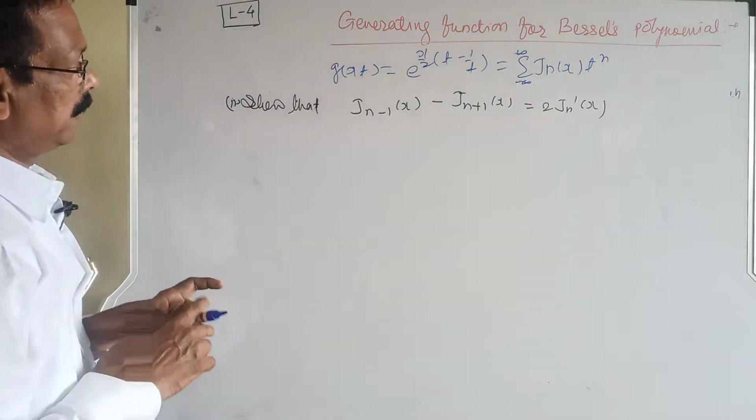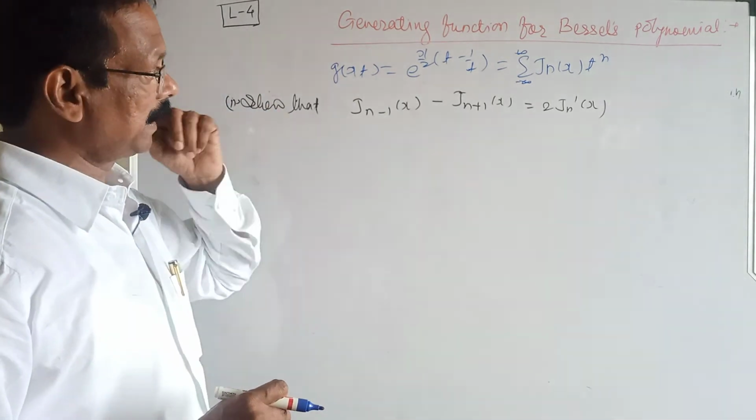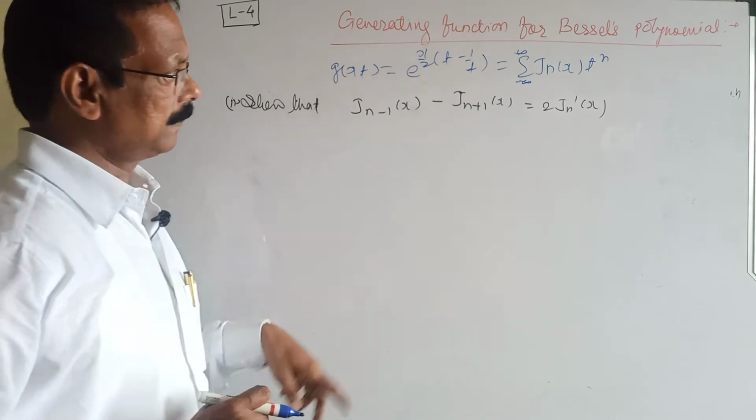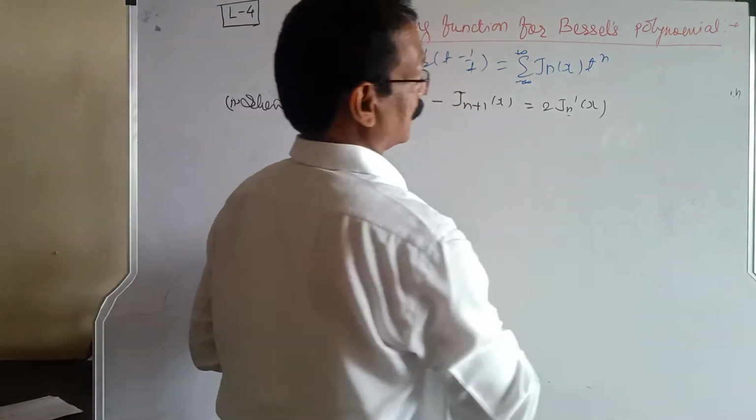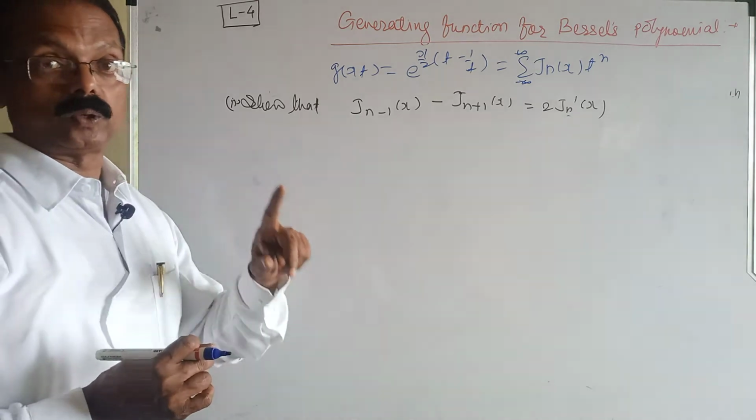As I told you earlier, if there is n plus 1 or n minus 1, differentiate the generating function with respect to t. But here there is the n dash. If there is a dash here, then differentiate the generating function with respect to x.